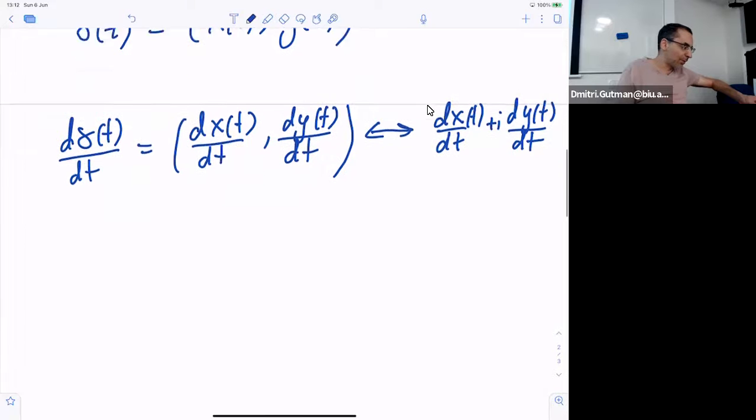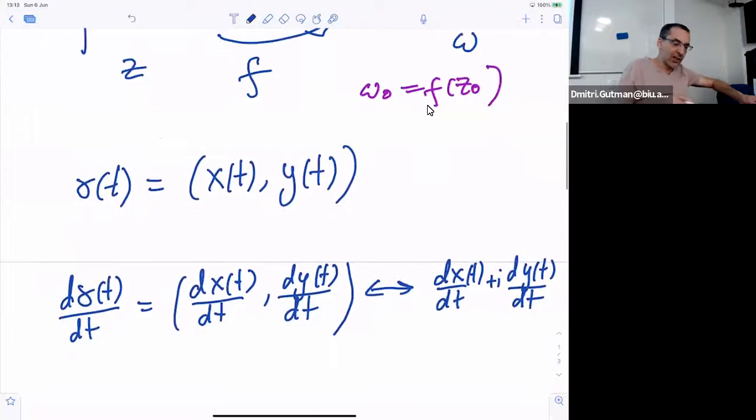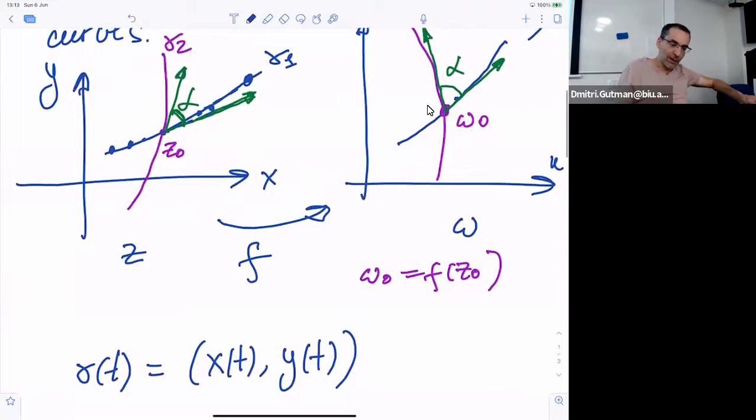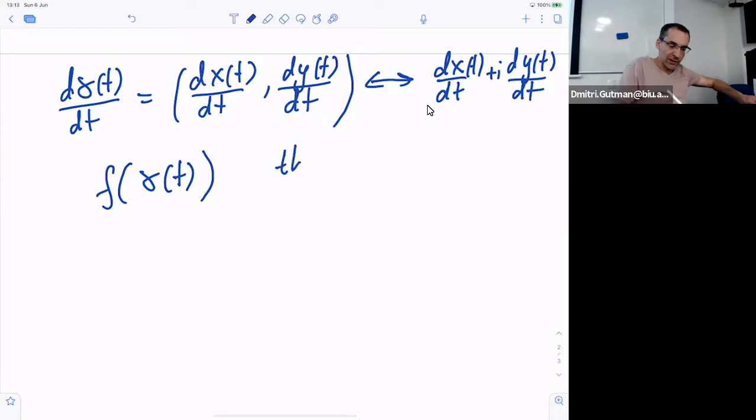So how do I describe a curve which is an image of the curve gamma under the transformation f? Well, obviously, this is given by f of gamma of t. This is the image of the curve gamma after transformation f. And so this is an image of gamma on the w plane.